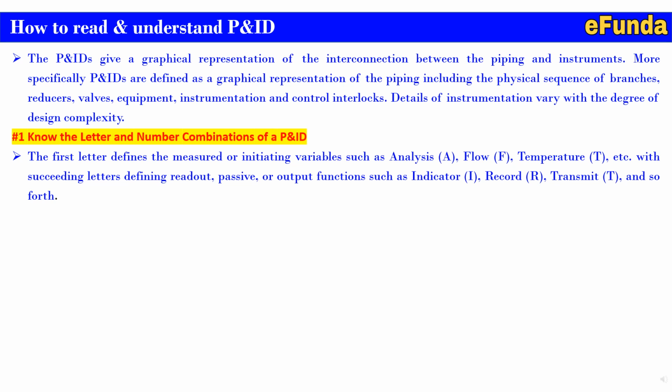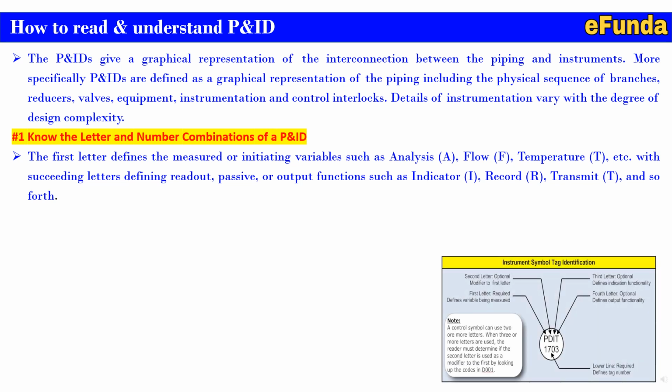The first letter defines the measured or initiating variable. One can refer to the instrument symbol tag identification. One can correlate this: A is analysis, flow is F, temperature is T, etc., with a succeeding letter defining readout, passive or output functions such as indicator as I, record as R, transmit as T, and so on.